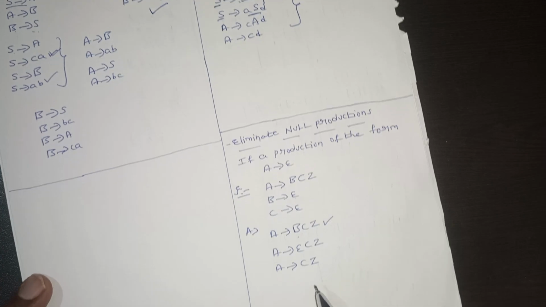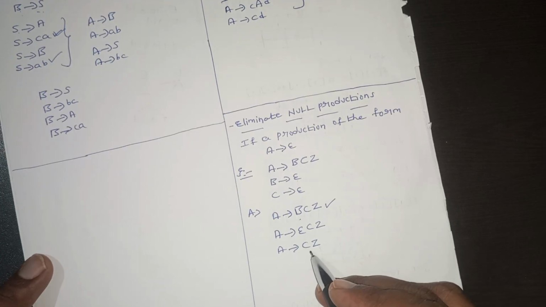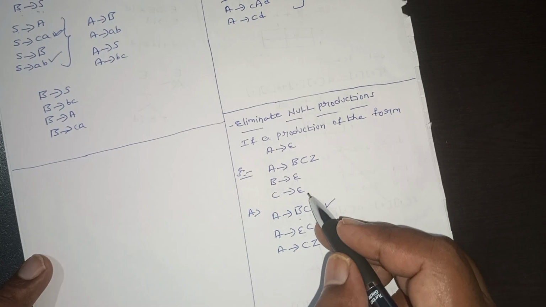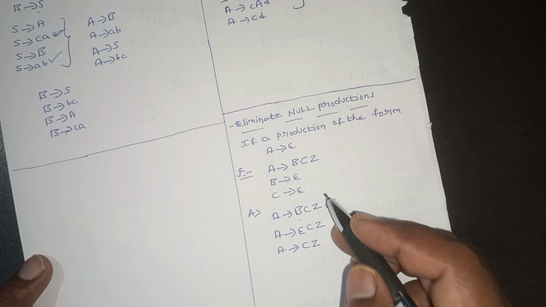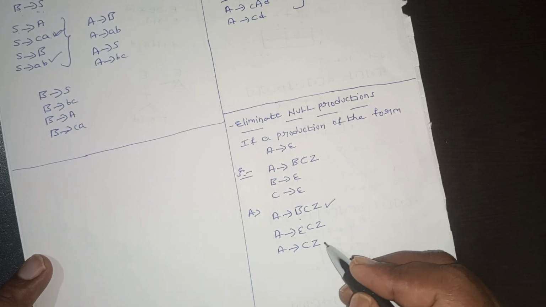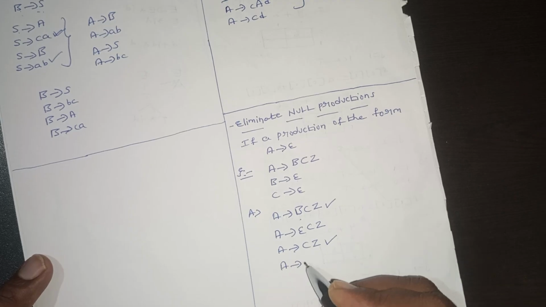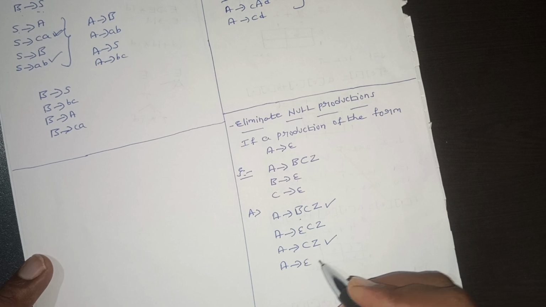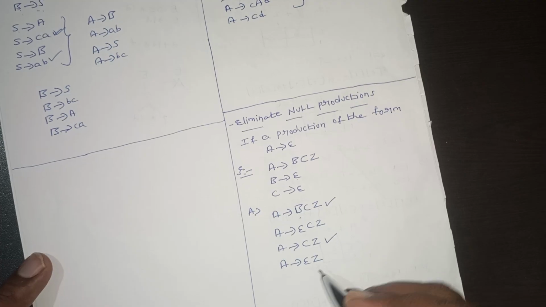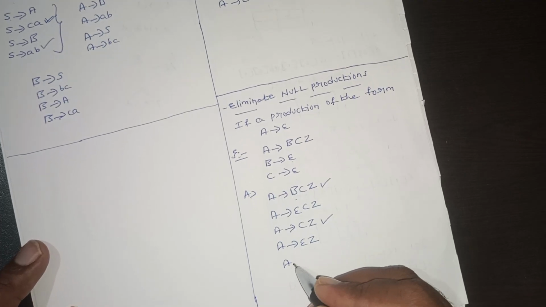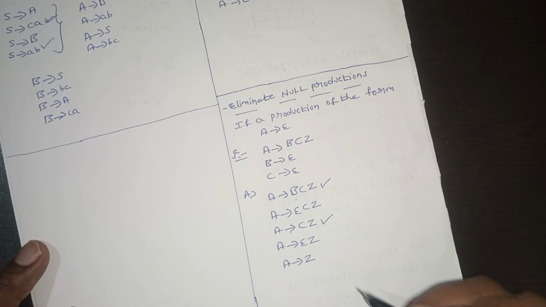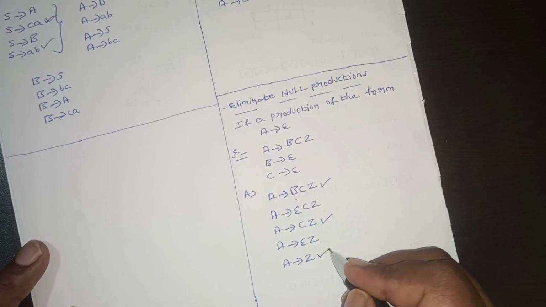Now again, in the place of C, what do you write? You have to place epsilon. Then what will be the answer? So this is one answer. I explain: A tends to, in the place of C, I am placing epsilon, so A tends to epsilon Z, that is A tends to Z. So this will be the answer.